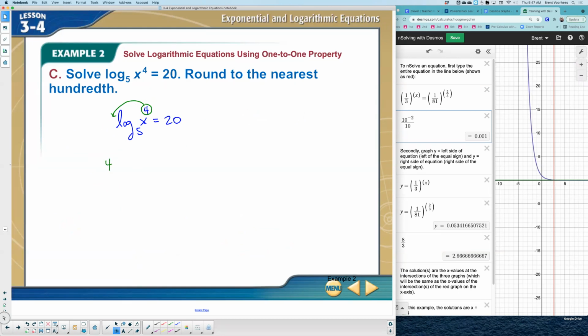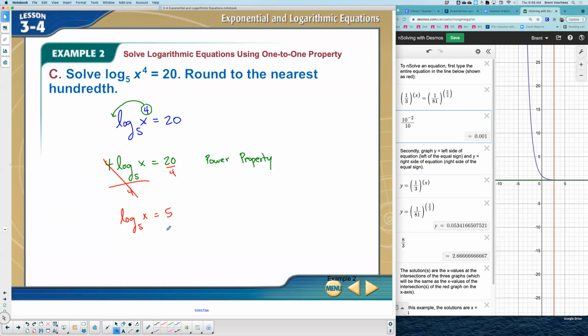So this would be equal to 4 log base 5 of x equals 20. That right there was called the power property. I moved the power to the front. Okay, how would you solve from here? And remind you, that 4 is multiplying. We would divide both sides by 4. And so we have log base 5 of x equals 5. And now I've got this log isolated.